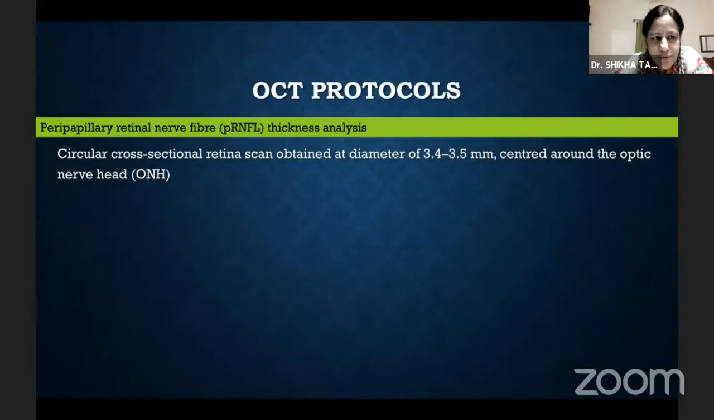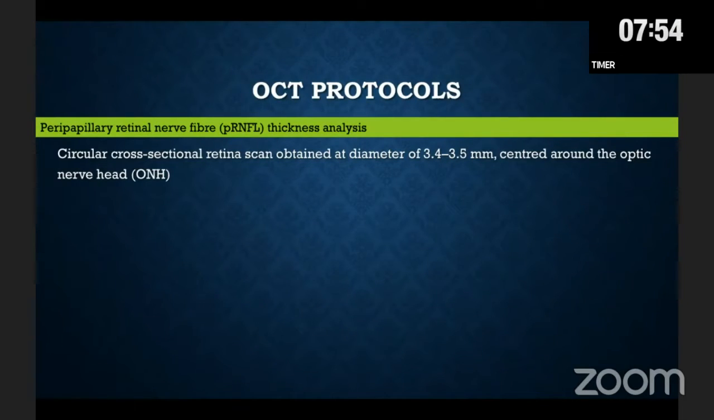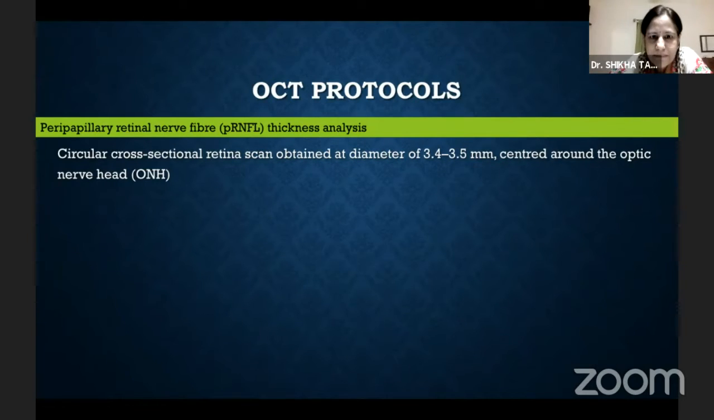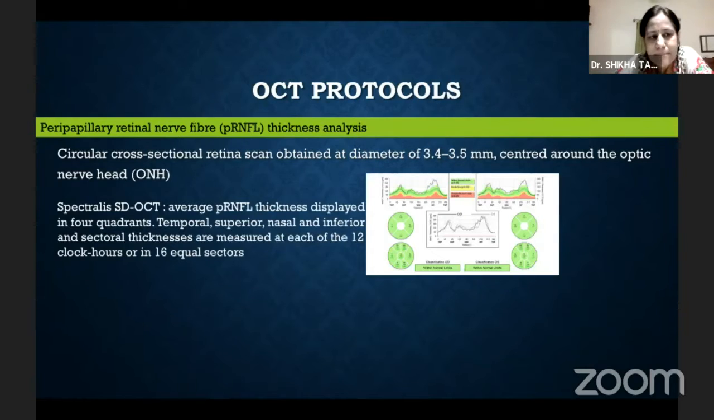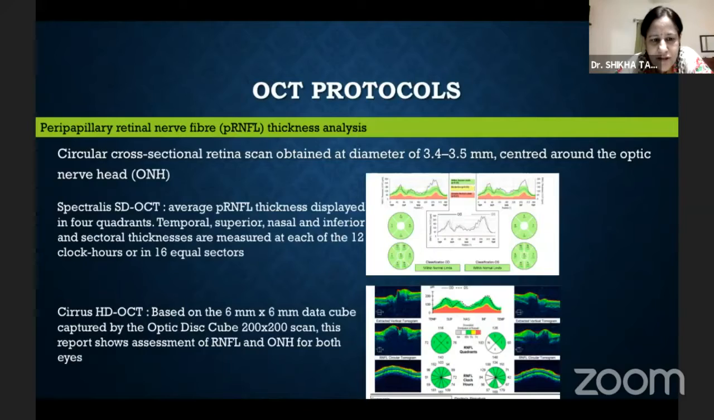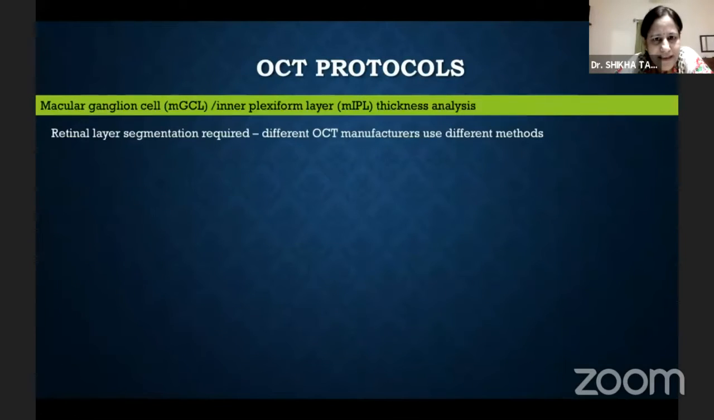Coming to the OCT protocols, the peripapillary retinal nerve fiber layer thickness analysis is typically done using a circular cross-sectional retina scan, which is obtained at a diameter of 3.4 to 3.5 millimeters, centered around the optic nerve head. This is how it appears on Spectralis SD-OCT, and this is how it appears on the Cirrus HD-OCT. We use the Optic Disc Cube 200 by 200 scan on Cirrus OCT.